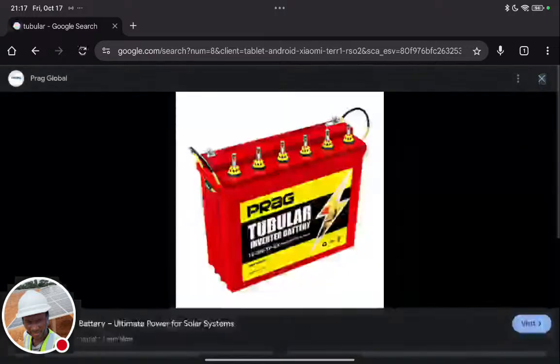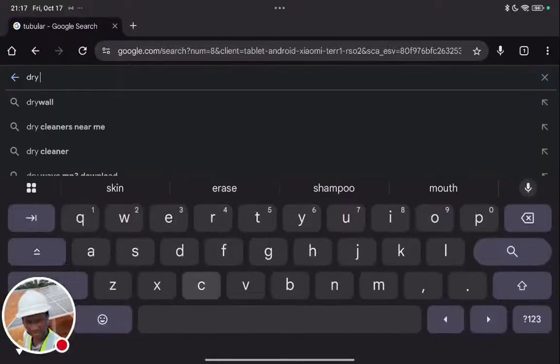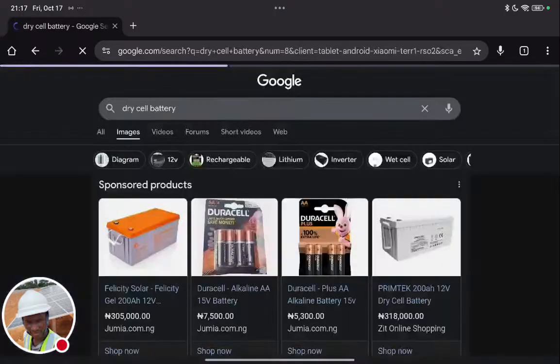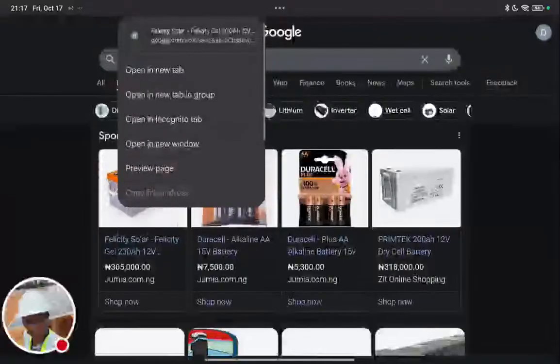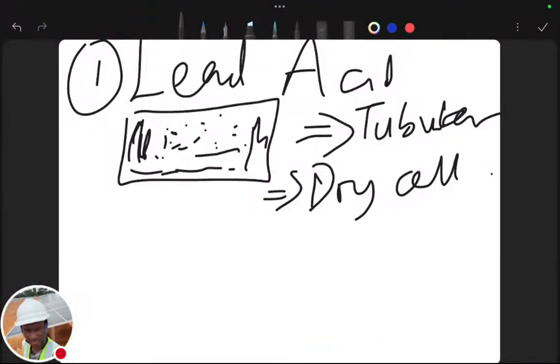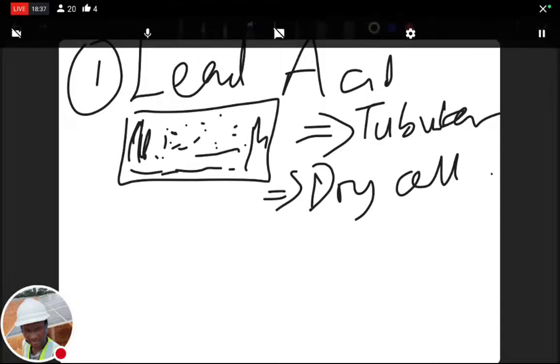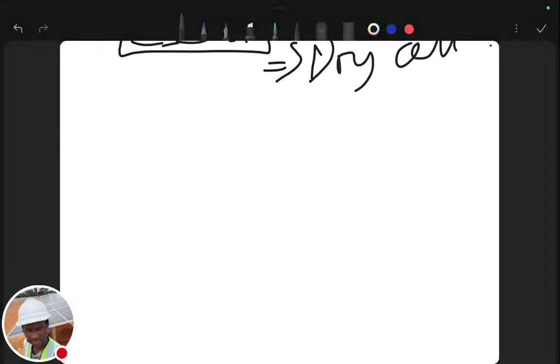So this is a picture of a tubular battery, and then we also have the dry cell type. This one here is a dry cell battery. So let's move on. Okay, we have the tubular and the dry cell. Now the question is, what differentiates tubular battery from dry cell? Okay, so let's differentiate tubular and dry cell.